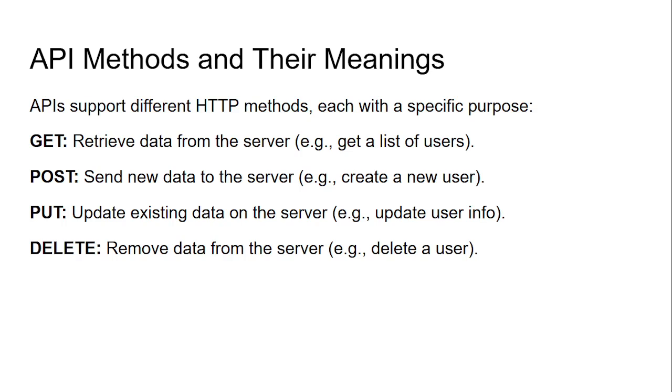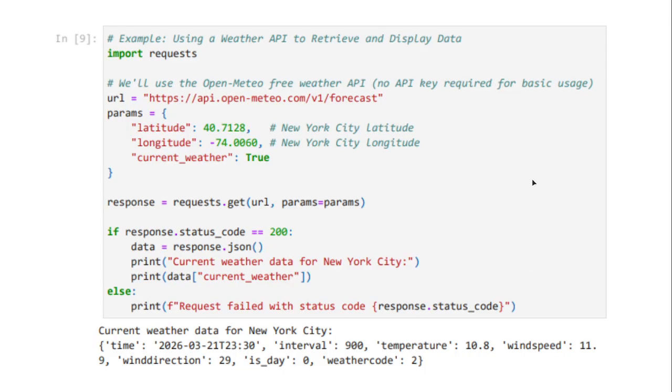APIs have methods, and their methods include get, which is used to retrieve data from the server; post, to send new data to the server; put, which is used to update existing data on the server; and delete, to remove data from the server. An example is we have import requests.